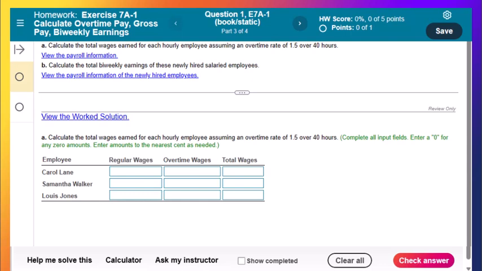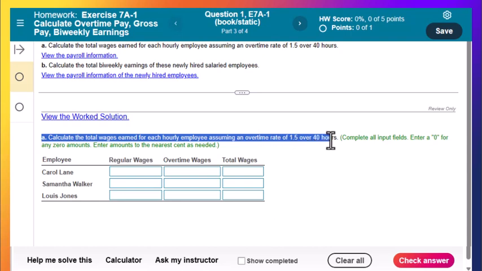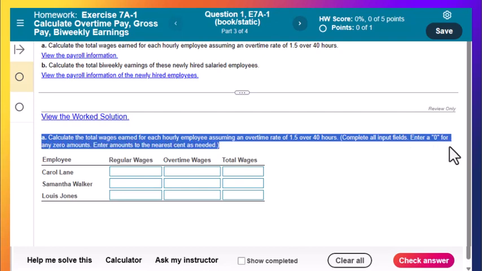Exercise 7A-1. We're going to calculate overtime pay, gross pay, and biweekly earnings. So Part A, calculate the total wages earned for each hourly employee, assuming an overtime rate of 1.5 over 40 hours. Complete all input fields, enter a 0 for any zero amounts, and enter amounts to the nearest cent as needed.